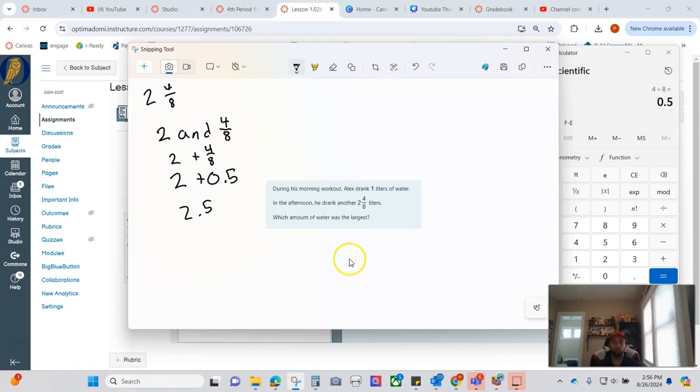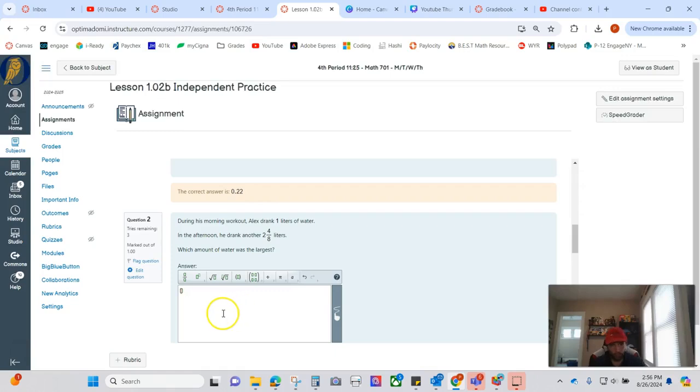So which number is the largest? 2.5 or 1? Yes, for me, my numbers were a little easy. 2.5, 2 and 4 eighths, is larger. So let's type that in. I'm going to type it in exactly how it's written, just to be safe.